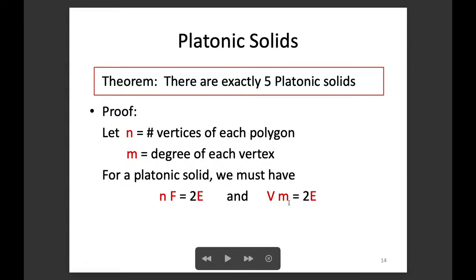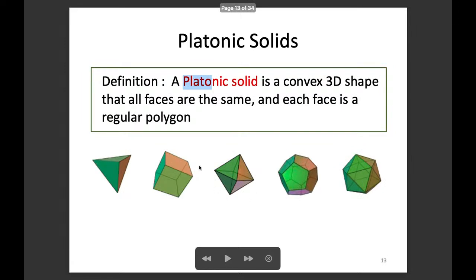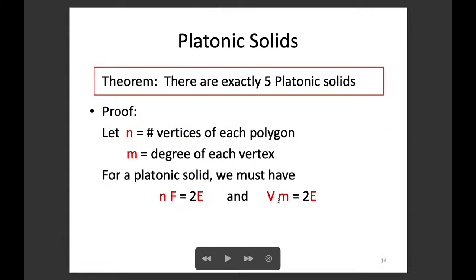And similarly, this time, we add up the edges that are linked to each of the vertices. So for this vertex, it is linked to 3. This vertex is also linked to 3, and so forth. Each vertex has m edges linked to it, and there are v vertices in this platonic solid. So it is equal to 2e, okay? Because each edge is counted exactly twice.